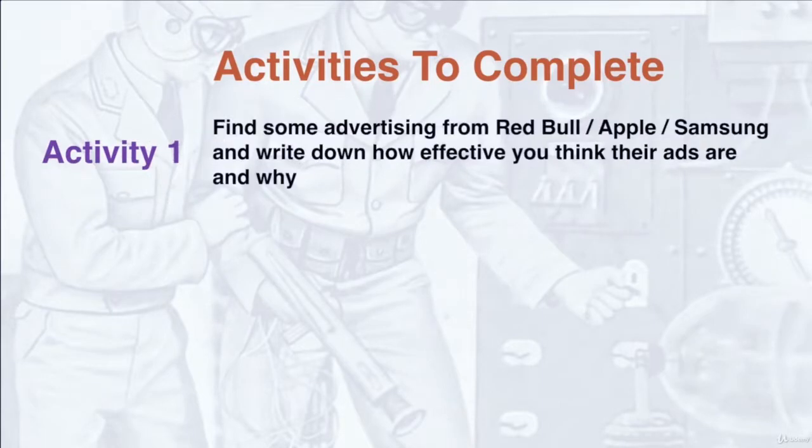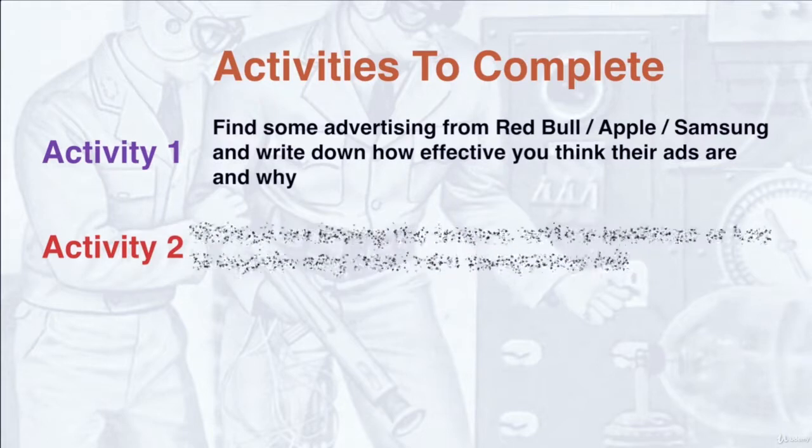Activity number 1. Find some advertising from Red Bull, Apple, Samsung, and write down how effective you think their ads are and why. One of my particular favorites is an Apple ad, the fitness ads from a few years ago. If you go on YouTube you can find those, they're really, really clever. They're a marketing company that sells widget X. So they presented a lifestyle and then sold widget X, which was their iPhone, to enable the lifestyle that people were seeking. So go and have a look at that if you get a chance.